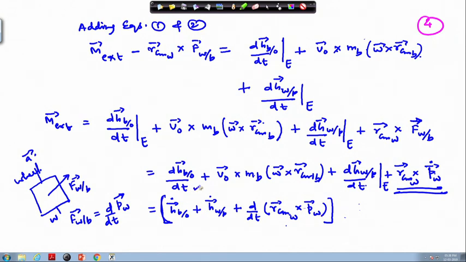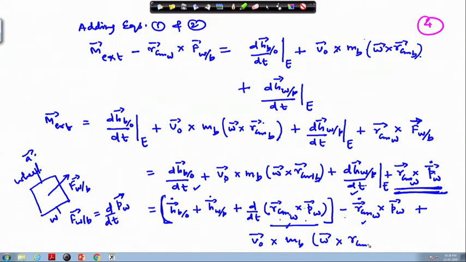So this term we have taken into account, this term we have taken into account, and together with this, we have taken a term from this place and written like this. From this place we need to write the corresponding term here, R_CM_W dot cross P_W, because if we differentiate we will get a term like this with plus sign. That term will get cancelled by this term, and we will recover this term here. So this term has been written using these two terms. And then of course we have to write the other terms, which is plus V_0 cross m_b times omega cross R_CM_b.